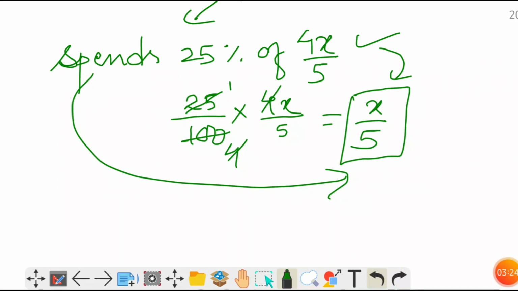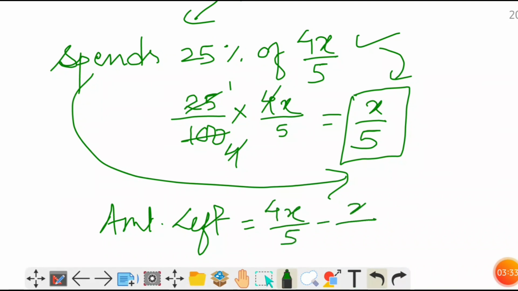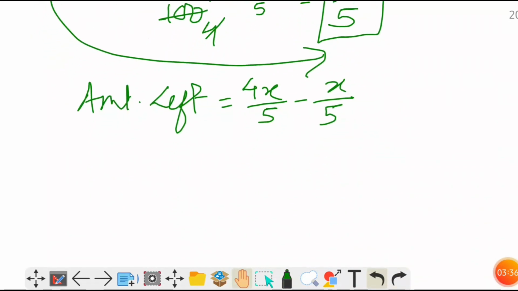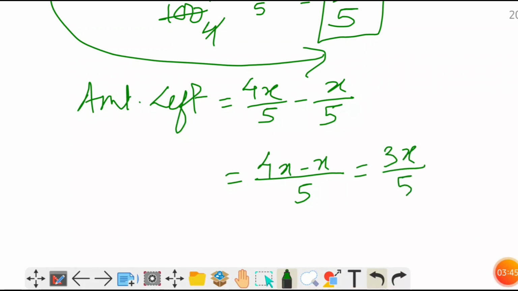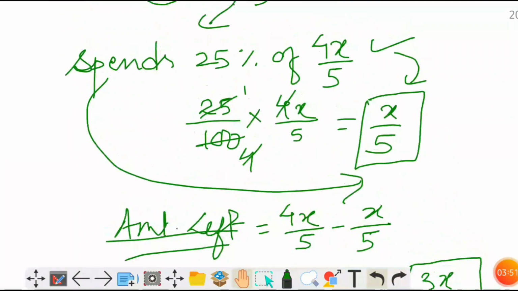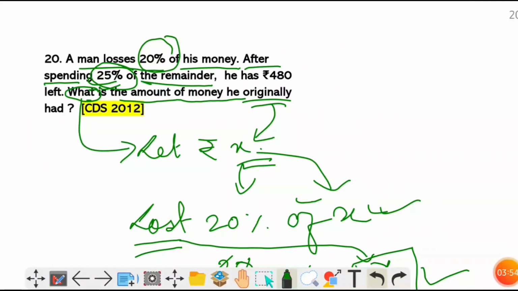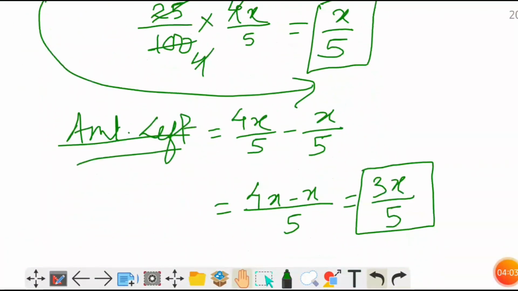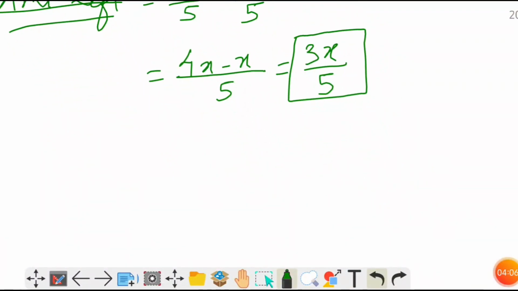Now we have to find again the last remainder, that is the amount left in his hand, which will be 4x divided by 5 minus x by 5, and by LCM we'll have 5 in the denominator and in the numerator we'll have 4x minus x, that is 3x upon 5. So this is the exact amount left in his hand, and again in the question the amount left is also given, so the amount left is rupees 480. So these two are equal. So by calculating this, we'll find out the original amount he had.